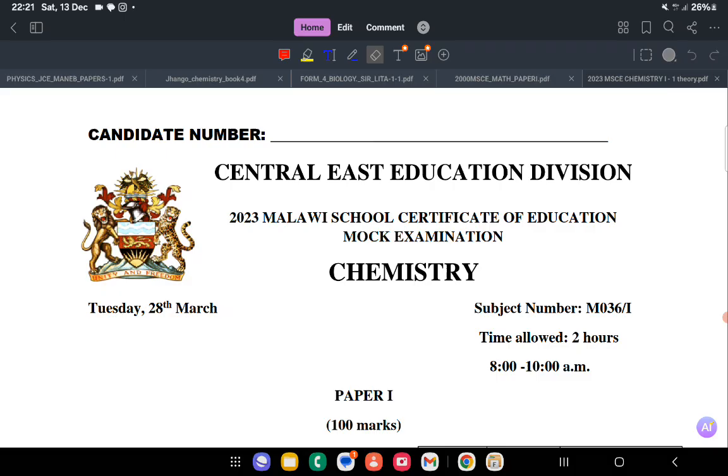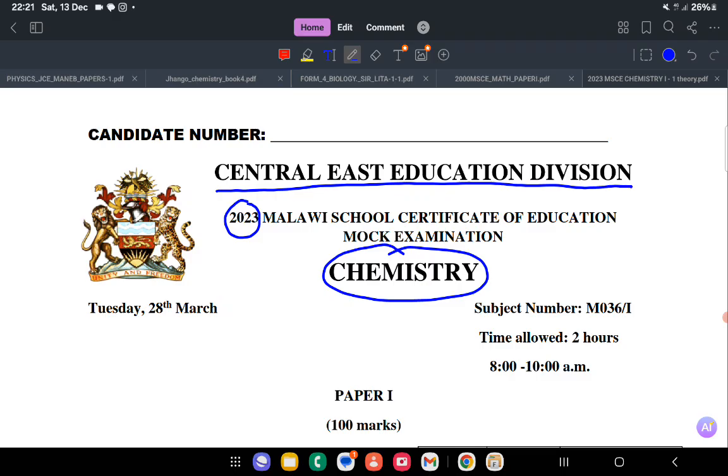Welcome to this session in which we are going to be revising the chemistry mock paper, which was written in 2023 by schools from the Central Eastern Education Division. These schools include Imponera Secondary School, Maloa, Chipoka, Kotakota, Ngamenya Girls, Kafukule Secondary School, Vera, just to name but a few.